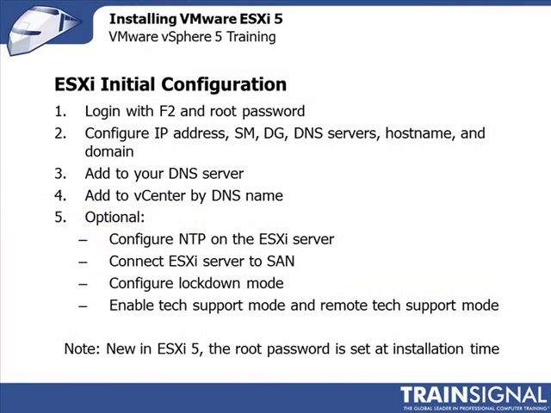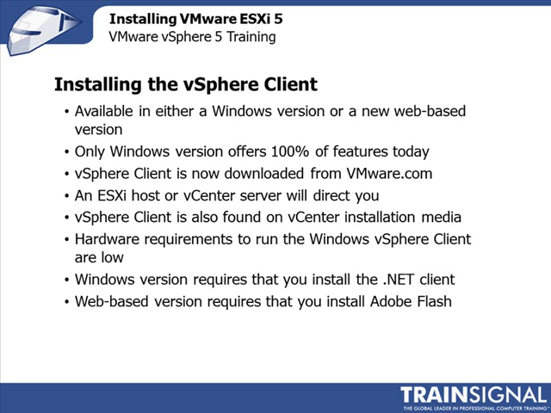Back here at our slides, we went through step number 1 where we logged in with F2 and the root password. We configured our static IP address and other network-related settings. If you haven't already, you should go to your DNS server and you should add this ESXi server as well as your vCenter server that you'll be installing later in the course so that you can contact those servers by network name as well as by IP address. Now let's move on and talk about installing the vSphere client.